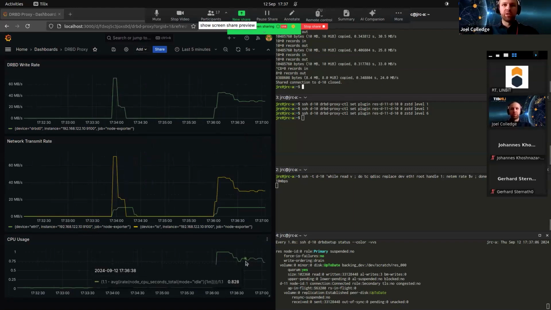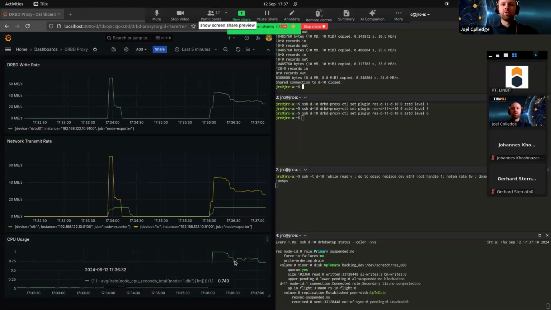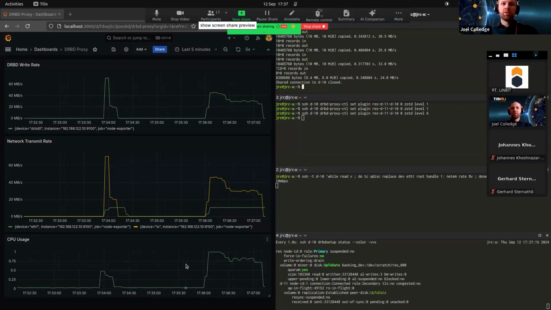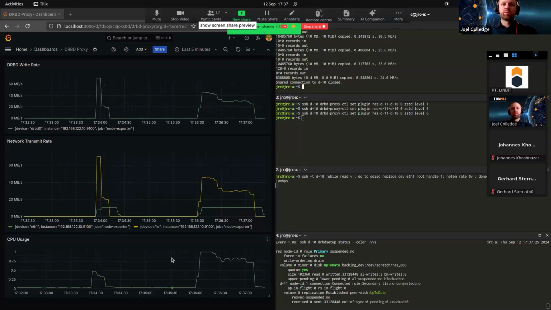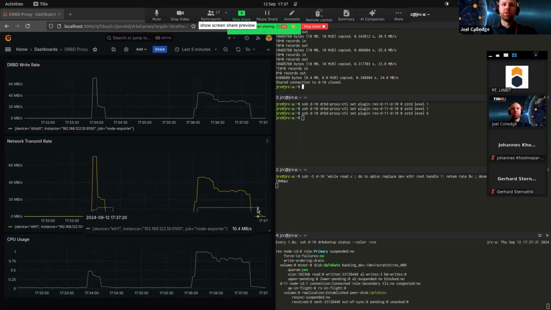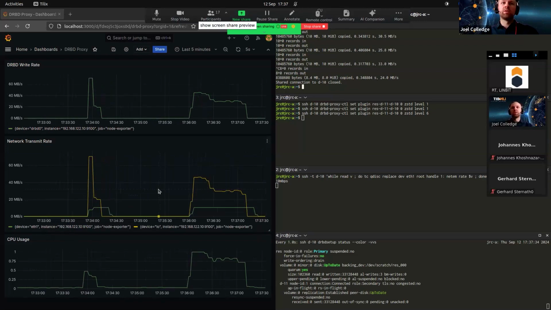Here at the bottom, we can see we've used the CPU pretty effectively, but not completely bottomed out. We haven't completely used the full CPU capabilities. And we can see at the end here again that after the DRBD write stopped, there's still a bit of time sending data over the network.